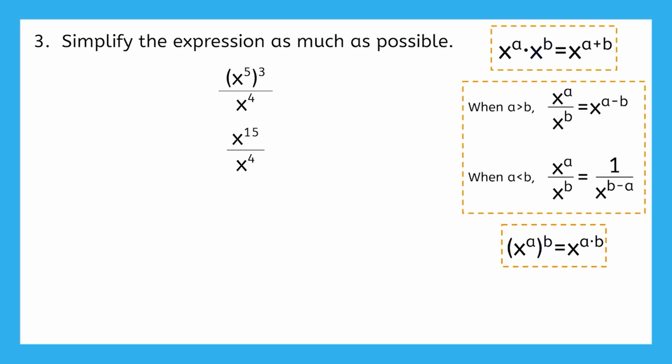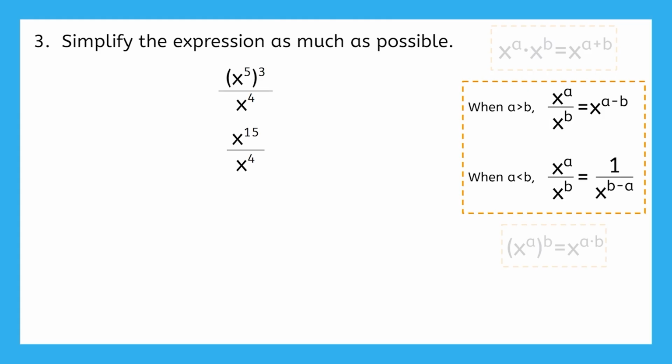Now what? The remaining elements are being divided and have the same base, so we can use the quotient of powers property and subtract the exponents. But how do we know whether the simplified term will end up in the numerator or the denominator of the final expression?